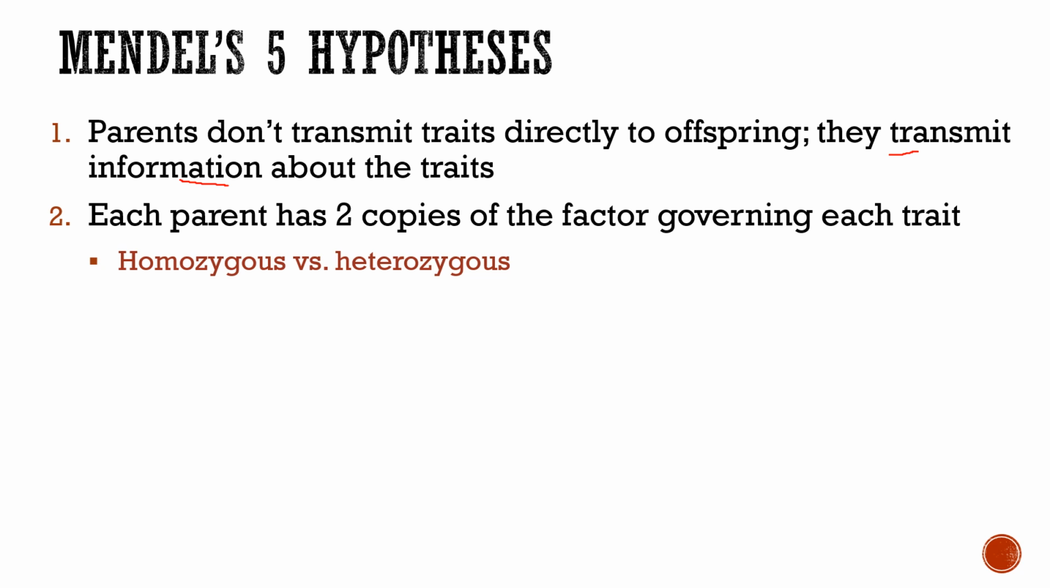He also came up with the hypothesis that each parent has 2 copies. He called them factors. Again, now we call them genes that govern the traits. So since there are 2 copies, those 2 copies are either the same, which is homozygous, or they're slightly different, which is heterozygous. So another term, allele, is an alternative form or variation of a gene.